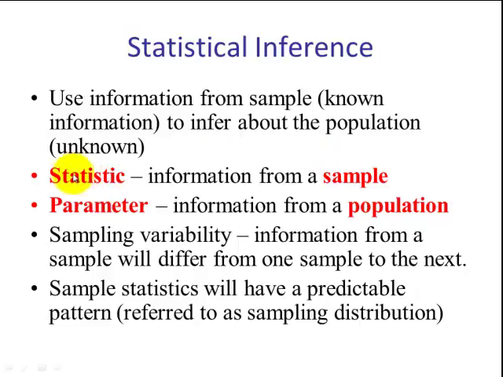Just to recall, a statistic is something that is measured from a sample. So this is information from a sample. And a parameter is information from a population. So we're going to use a statistic to infer about a parameter. Now in the next series of videos we'll talk about sampling variability, and that simply means as we go from sample to sample, the information from the sample will likely differ. And we'll also talk about, when we get into chapter 8, something called sampling distribution. That means a sample statistic will have a predictable pattern. So these are ideas that will be coming up in the future.